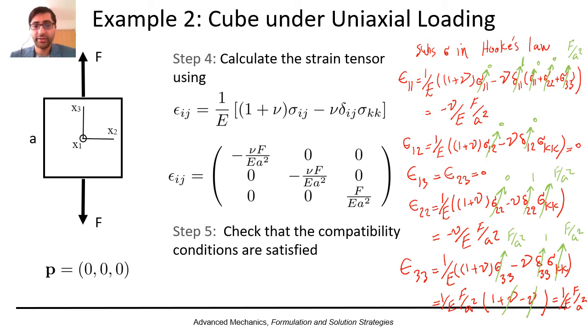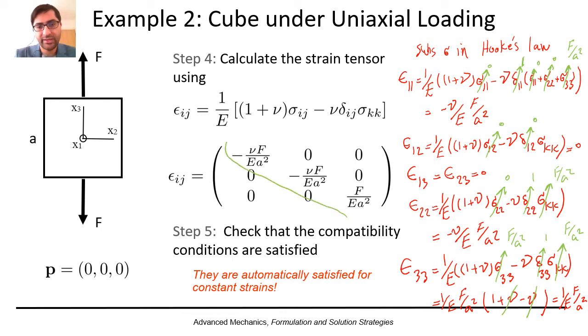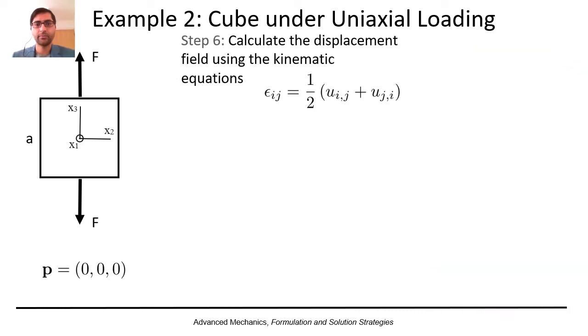We need to check the compatibility conditions are satisfied, but they're automatically satisfied for constant strains. And you see that we have constant strains here, meaning that they are not a function of position x. And the last step is finding the displacement field using the kinematic equations that we have.